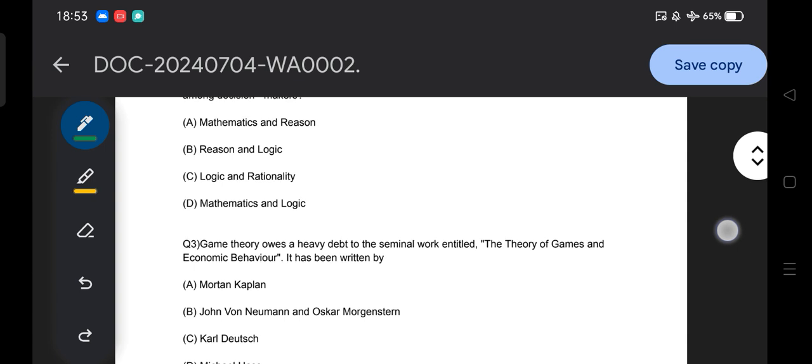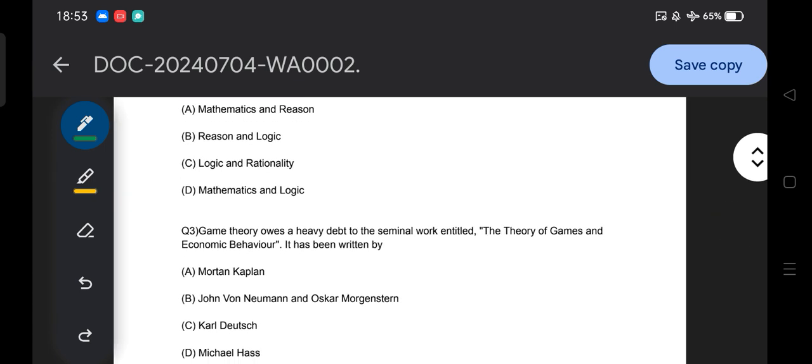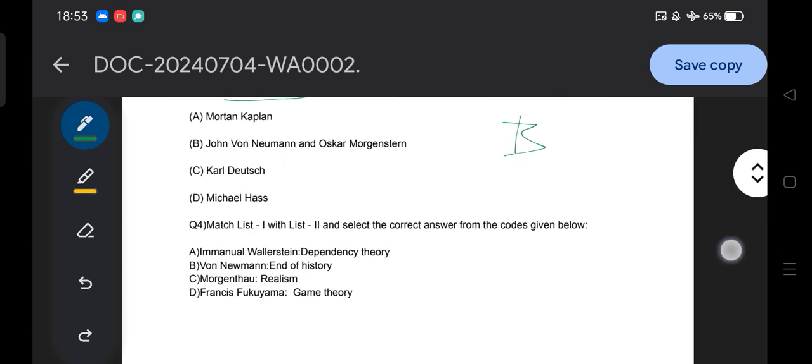Okay. Next question: game theory owes a heavy debt to the seminal work Theory of Games and Economic Behavior. By whom was it written? Option A Morton Kaplan, option B John von Neumann and Oscar Morgenstern, option C Karl Deutsch, and option D Michael Haas. So the correct answer to this question is option B. Okay, moving to the next question.